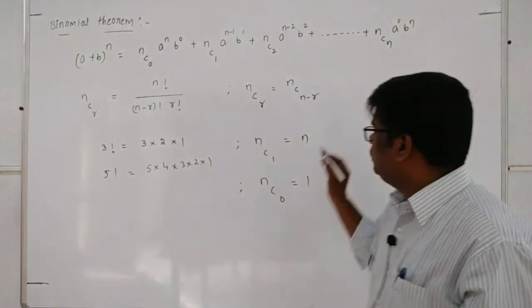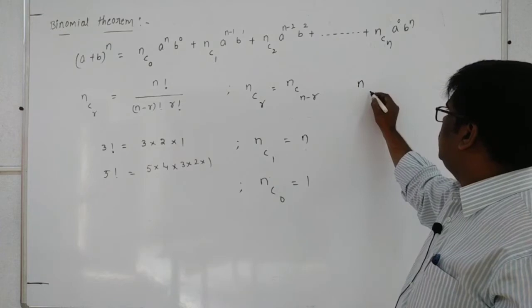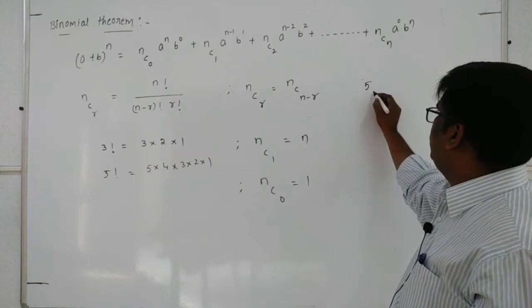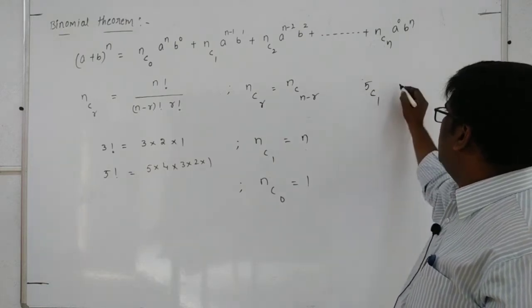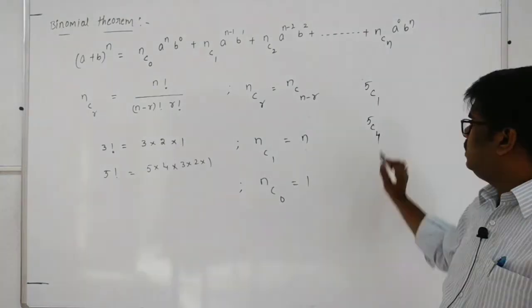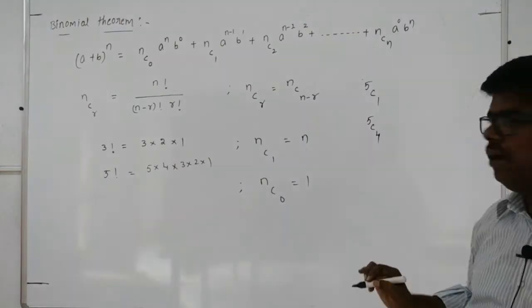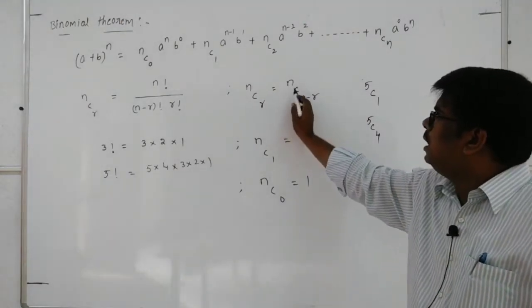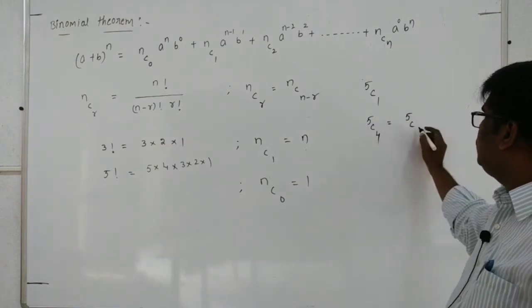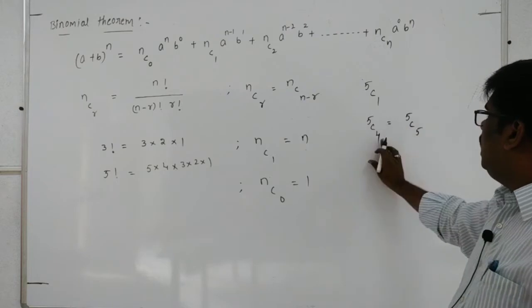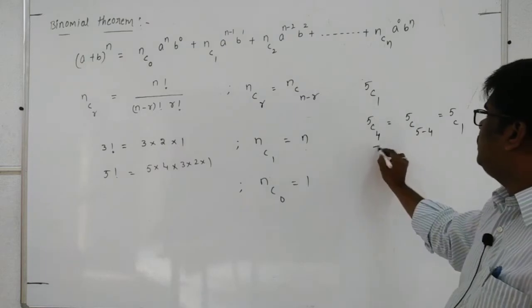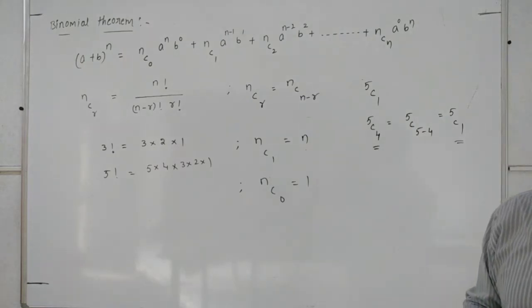We can also write, suppose for example if you take like this, 5C1 is there and 5C4 is there. See, 5C4 and 5C1 both are the same only. Why? Because NCR and NC(n minus r) both are the same. See, this you can also write NC(n minus r). Here n is 5, n minus r means 4. That is equal to 5C1 only will come. So 5C4 and 5C1 are equal only.